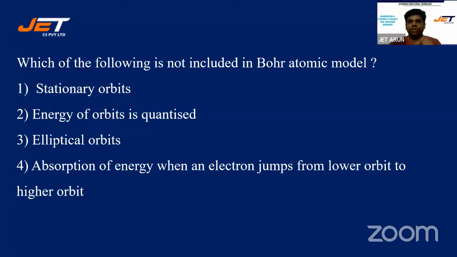Students, when an electron goes from a lower orbit to a higher orbit, absorption of energy happens. So that's right. That's absolutely right. So that's included in the Bohr model. What is not included is elliptical orbits. Bohr model suggested circular orbits. Elliptical orbits is not included. All right.